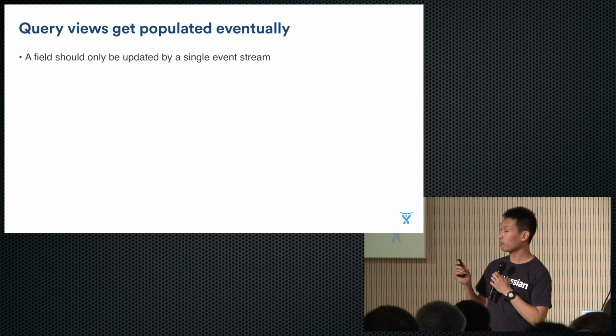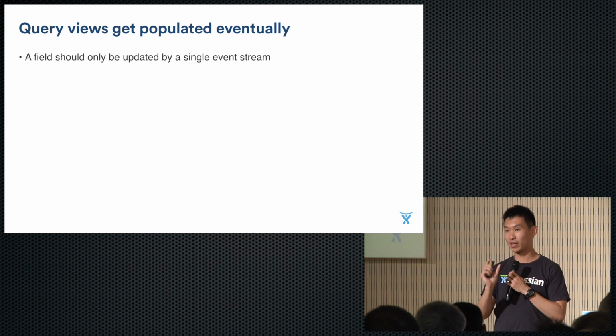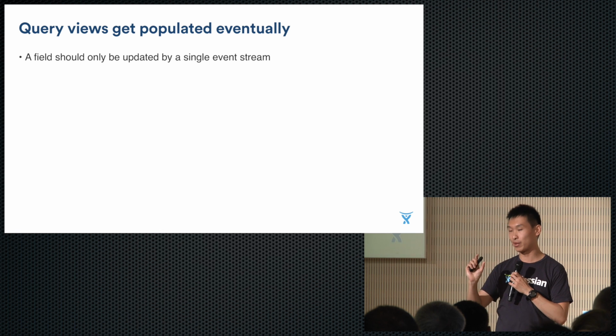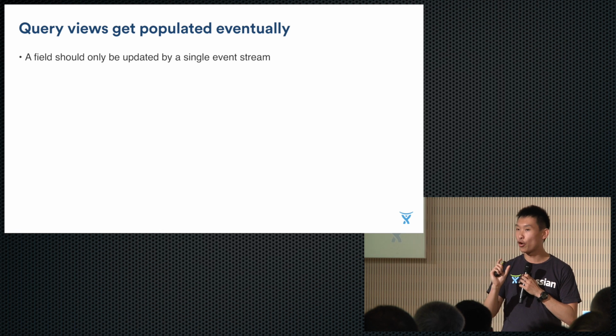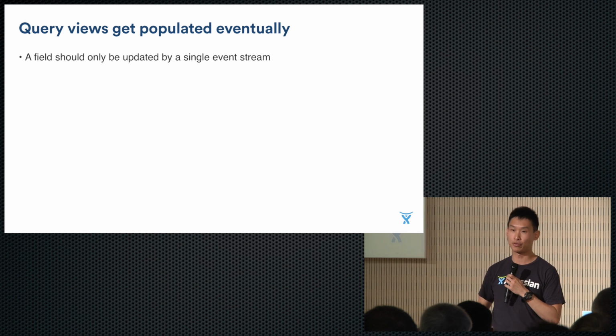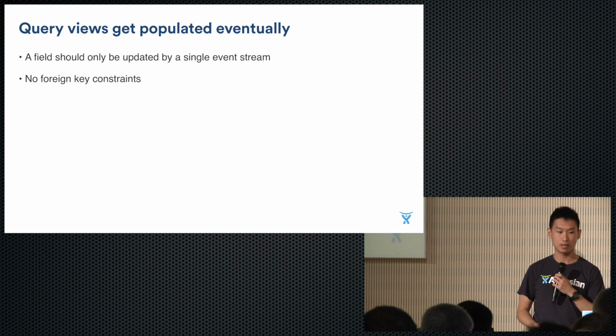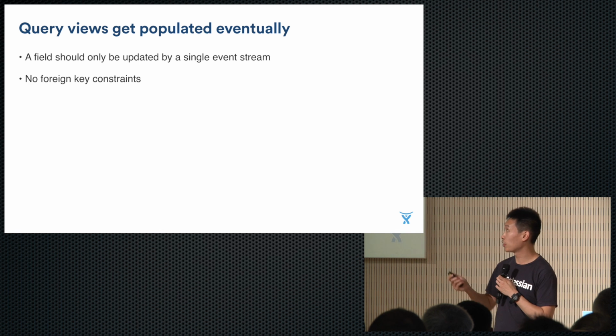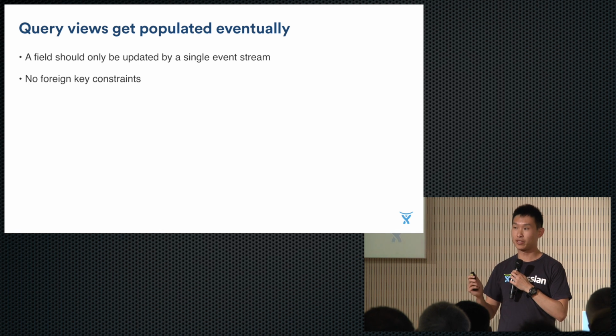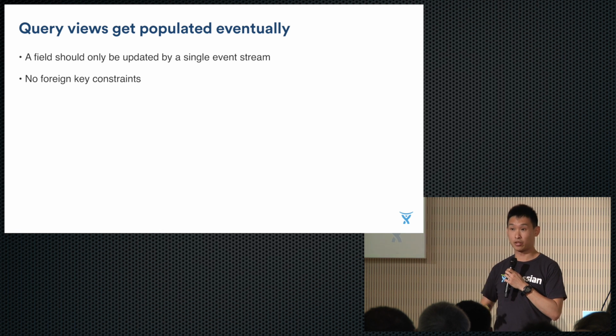One is an individual field in your database table, so imagine a cell in your database table in Postgres, should only be updated by one single event stream. That way you can guarantee that you consistently get the same results each time you replay your events, no matter what order your event streams are replayed in. And in general, you just don't want any foreign key constraints, because there's no guarantee what you're referencing is actually going to be written if that's on another stream.